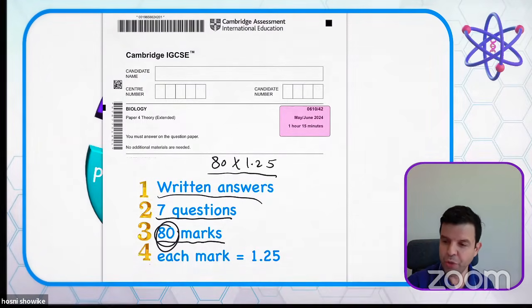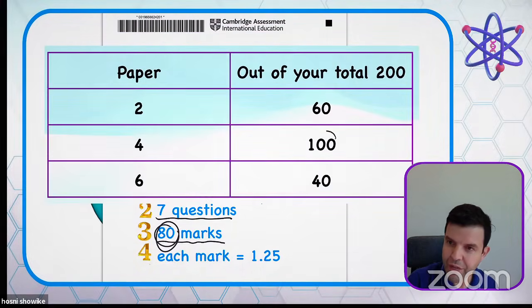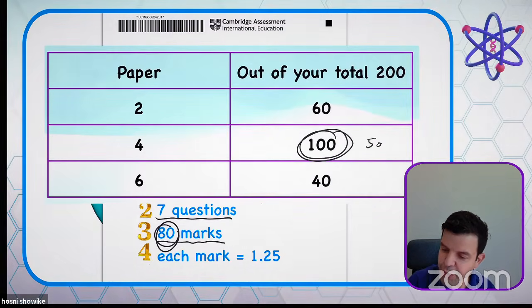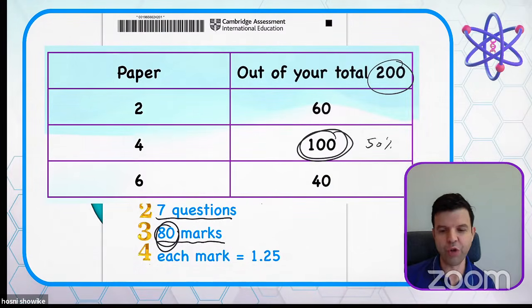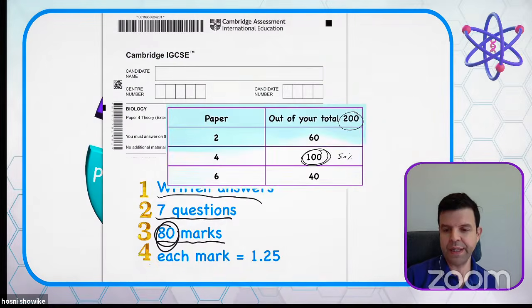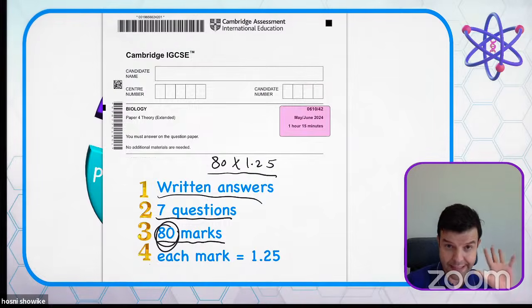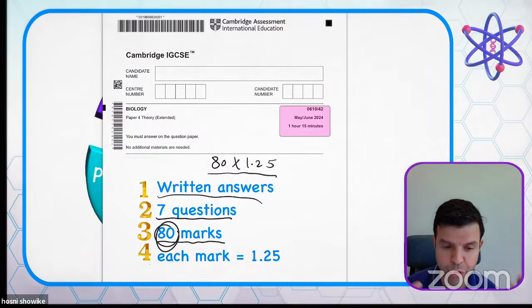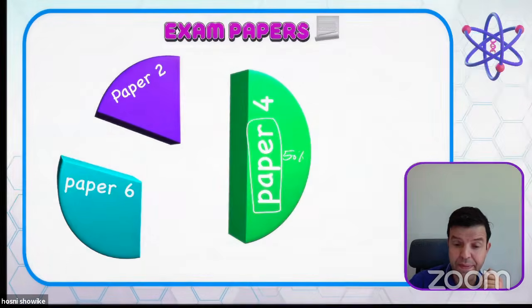So if you multiply, let's do some maths here. If you multiply those 80 times 1.25, you get 100, which is 50% of your total of 200. All right. So that is paper 4, the easiest among the 3 papers, the ones that would help you to study. Next comes paper 6.